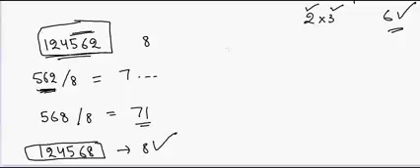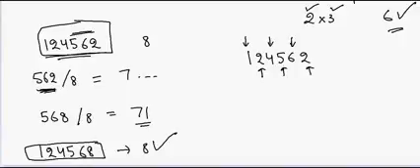Now let's talk about the divisibility by 11. So if I have 1 2 4 5 6 2, and I want to find out whether this number is divisible by 11. So what I'll do is I'll take the alternative numbers. So 1, this number, and this number. So I'll take this, and this, and this number, and I add them together. So I'll say 1 plus 4 plus 6, that's 11, and then 2 plus 5 plus 2, that's 9.